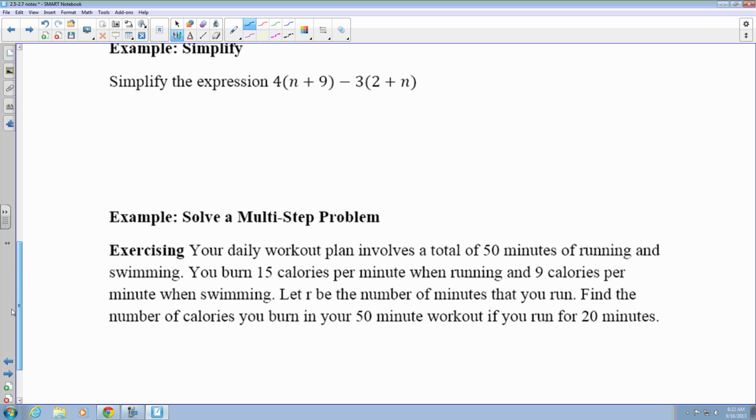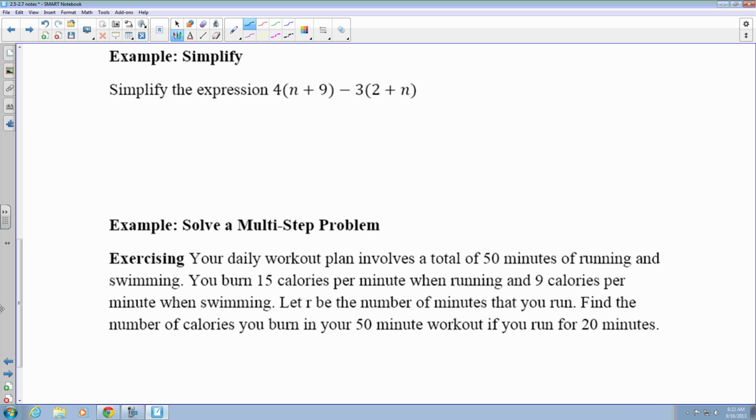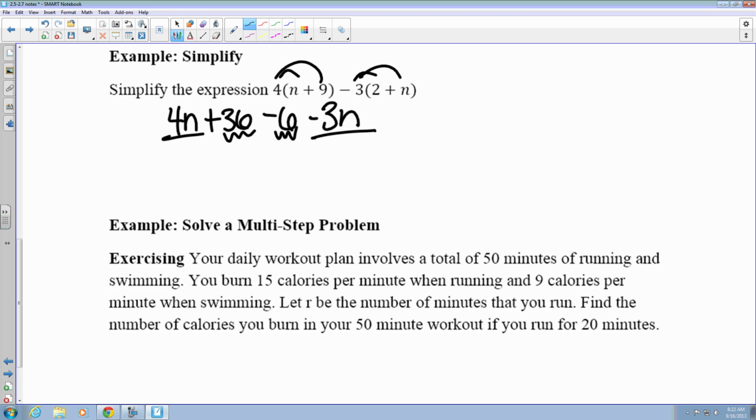Okay, we are now going to simplify the expression. So we need to do the distributive property twice in this expression. Once for the first, once for the second. So 4n plus 36 minus 6 minus 3n. Now we need to combine our like terms. 4n and negative 3n are like terms. 4n minus 3n is n, and 36 minus 6 is 30.